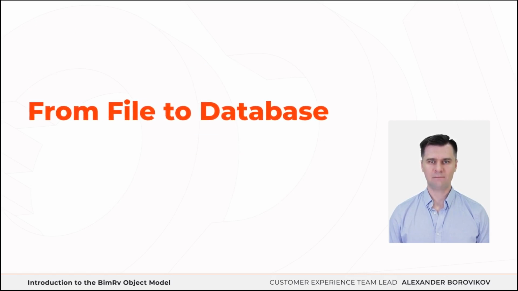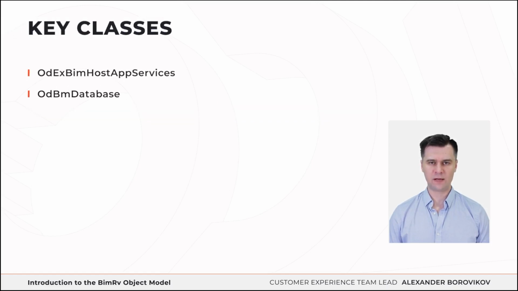So now, after the initial situation is clear, let us move forward and see how we can obtain the data from the file. If you visited our previous webinars, you know that the key classes to obtain the data from the file to any ODE SDK are services and database classes. BimRv is not an exception. You need to create the services class, initialize it, and call a services class method to read the data from the file to the database. For BimRv, it is ODBM database object.